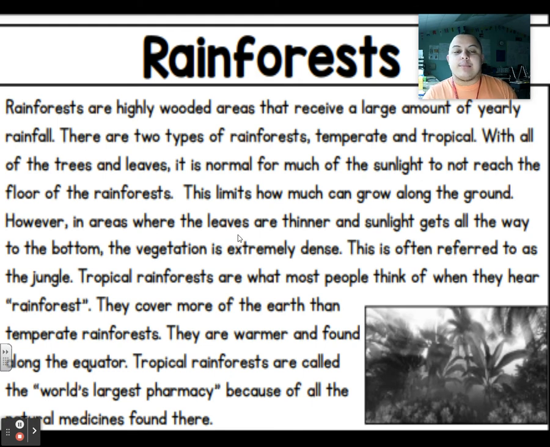Tropical rainforests are what most people think of when they hear rainforests. They cover more of the earth than temperate rainforests. They are warmer and found along the equator. Tropical rainforests are called the world's largest pharmacy because of all the natural medicines found there. All right. So keep that in your brain. And now we are going to read about woodlands.